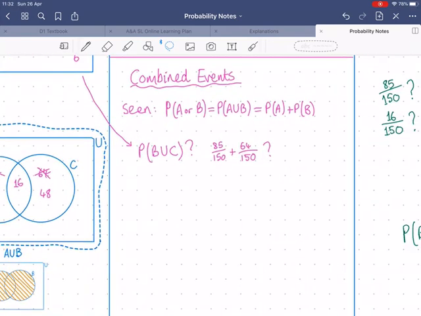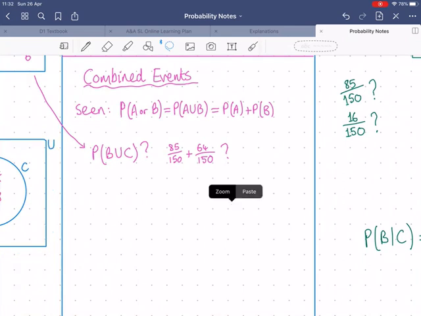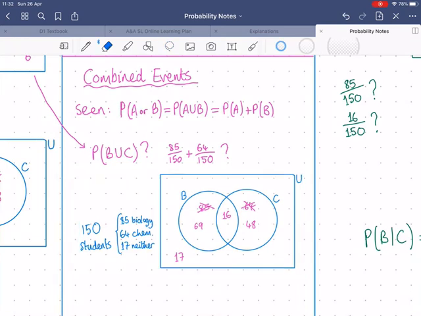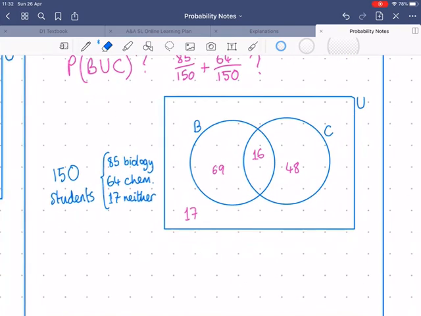where we have a situation with 150 students who are studying biology, chemistry, or both, or neither. Okay, and we've already put them into this Venn diagram. Okay, we've already calculated how many study both.